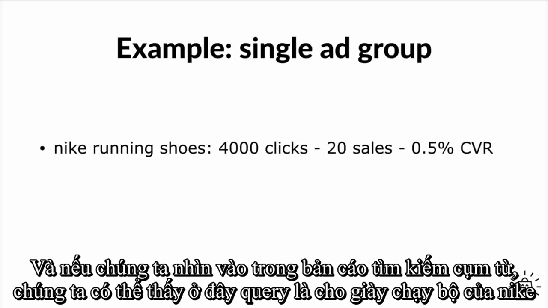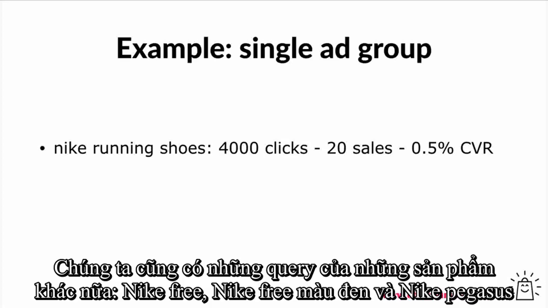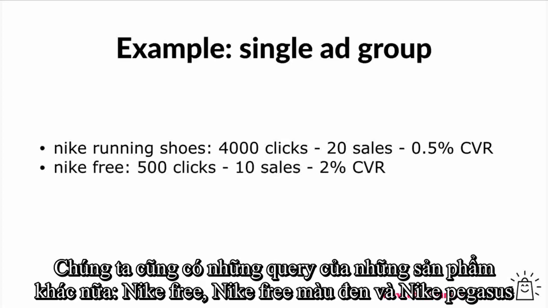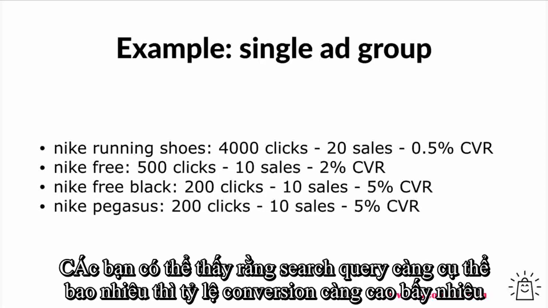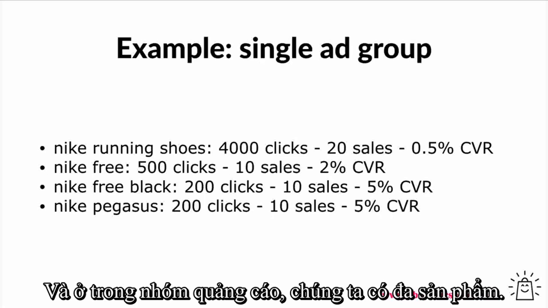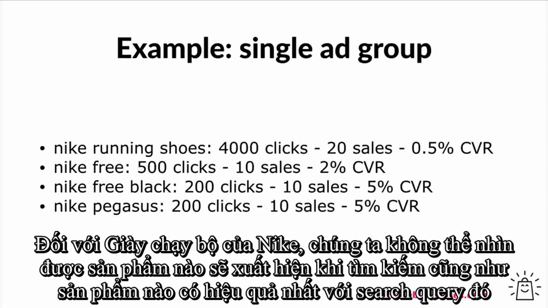And if we then look in the search terms report, we can see here a query for Nike running shoes. 4,000 clicks, 20 sales, a 0.5 conversion rate. We have other queries in there too. Nike Free, we have Nike Free Black, and Nike Pegasus. So you can see that the more specific the search query, the higher the conversion rate. And in this ad group, we have multiple products. So the main problem is that for the Nike running shoes, we're unable to see which product appears for that and which product is most effective for that search query.